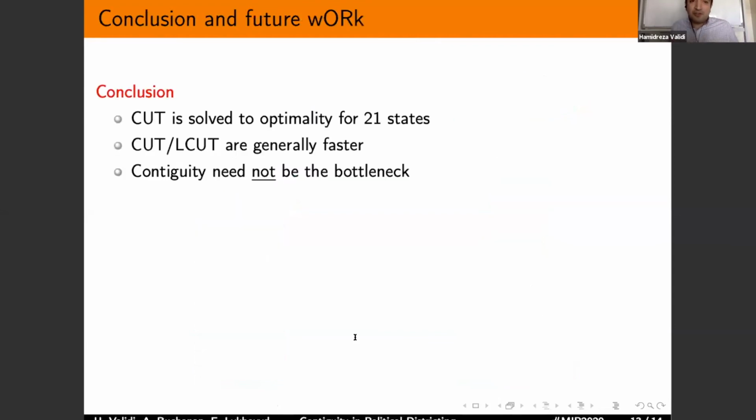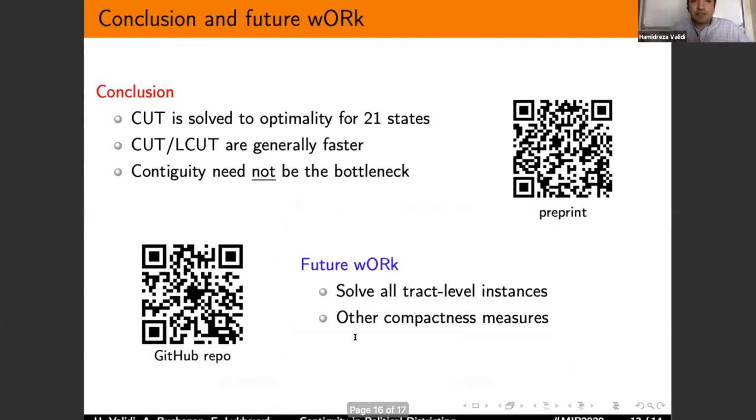And then for the conclusion, we could solve the cut formulation for 21 states, and we could find a feasible solution for all states except California. We found that cut and L-cut are actually faster than the others. And we found that contiguity is not the bottleneck. This is what researchers usually say, but it is not the case.